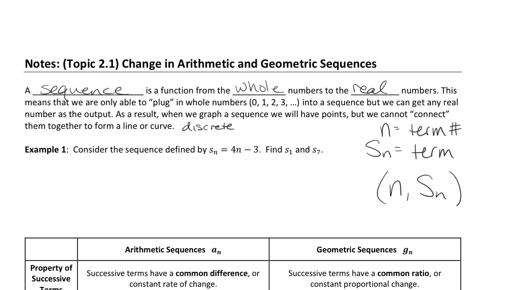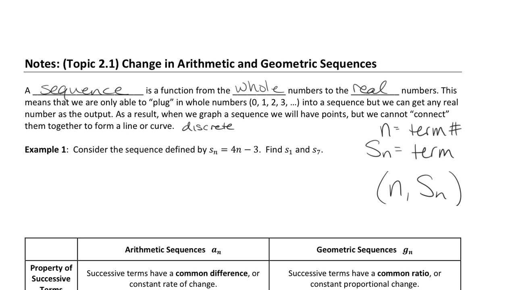So if we consider the sequence defined by S sub n equal to 4 times n minus 3, we're going to find S sub 1 and S sub 7. Notice, kind of like how function notation, the number would replace the x, these numbers replaced what in this situation? Well, okay, true, but specifically this said S sub n and now it says S sub 1. So what did 1 replace? N.